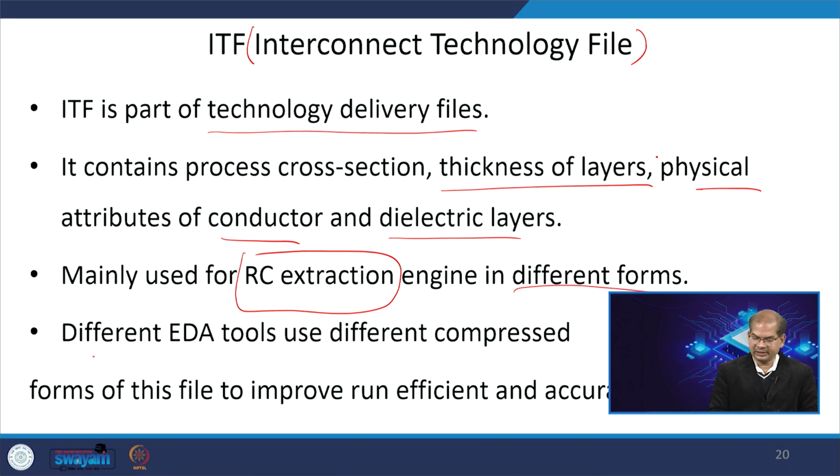So, the different EDA tools use these files in a different compressed format to improve the run time of the tool and the accuracy of the tool. Basically, we can compress this information into different formats to improve the run time and accuracy of the actual estimation of the wire length. So, the ITF file in short contains the interconnect parasitic information, which is used to calculate the interconnect delay in a physical layout in VLSI physical synthesis.